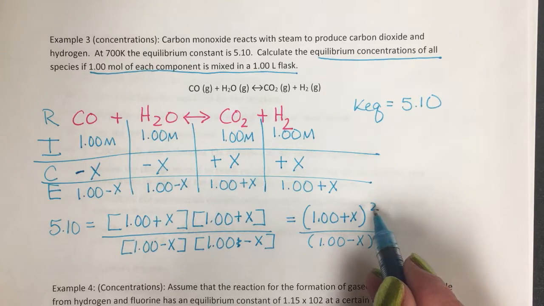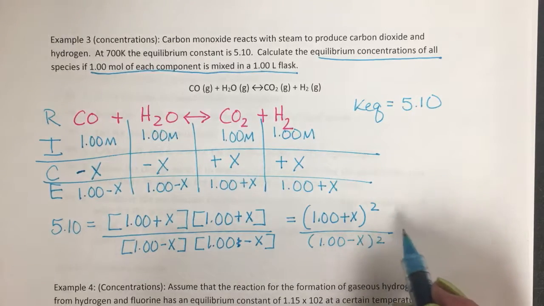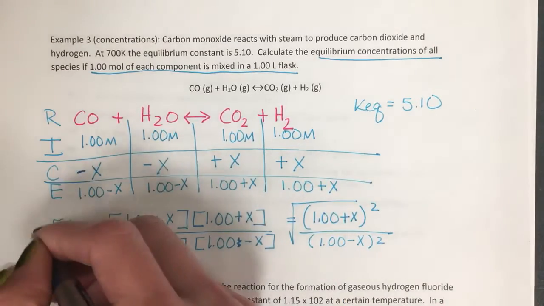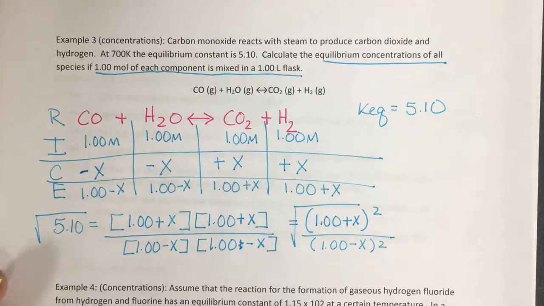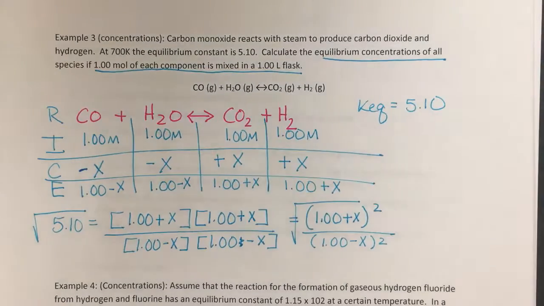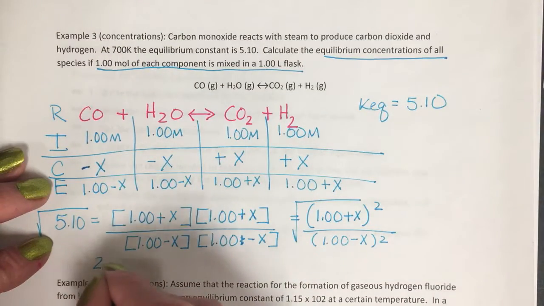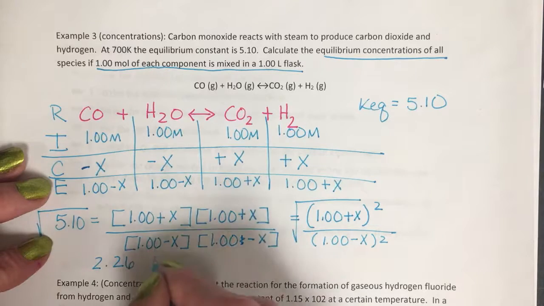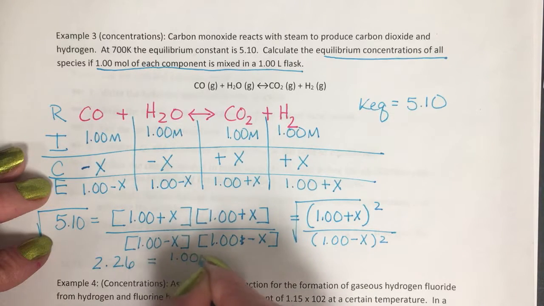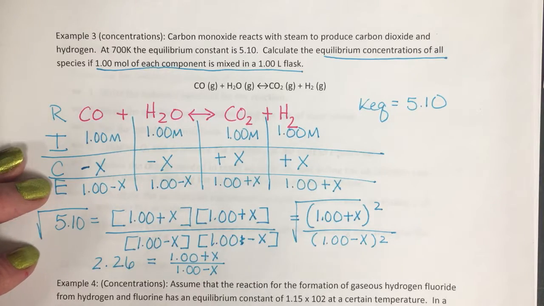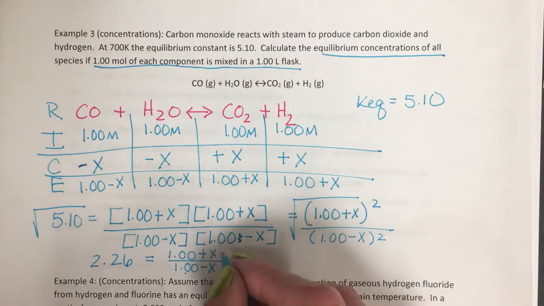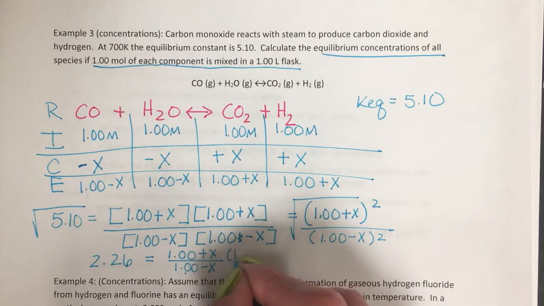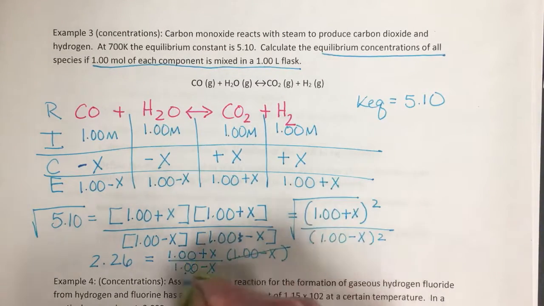So I'm going to say, since both of these are squared, I need to do the opposite. I need to take the square root. So 5.10 square root of that, I get 2.26 is equal to 1.00 plus x divided by 1.00 minus x. Okay? Now, if I multiply both sides by the denominator, that'll go away.